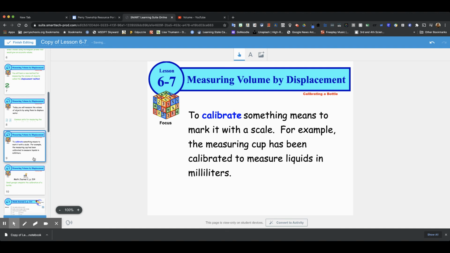To calibrate something, and that's going to be a word that you would come in contact with when you're talking about measuring volume by displacement, is to mark it with a scale. So, for example, the measuring cup has been calibrated to measure liquids in milliliters.